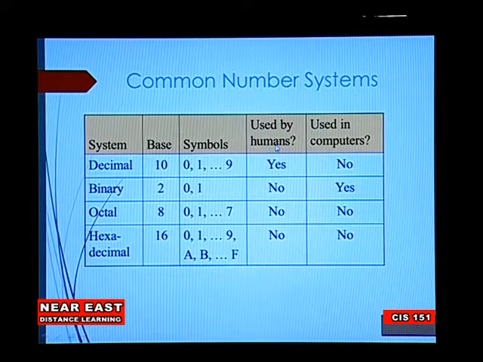Which are used by humans? Decimal is used by humans. Binary is not used by humans. Octal is not used by humans, and hexadecimal is not used by humans. But which are used by the computer? All of them are not used by the computer except the binary. So binary is the only one which is used in the computer.